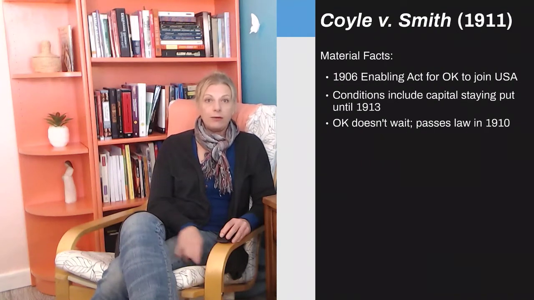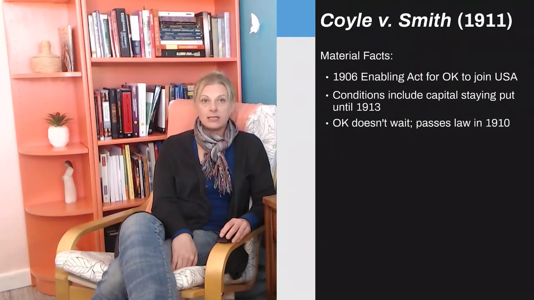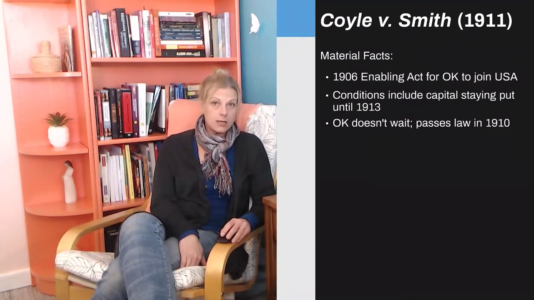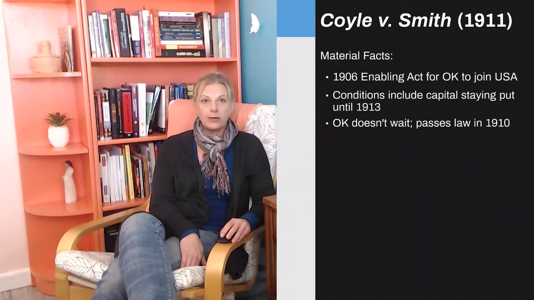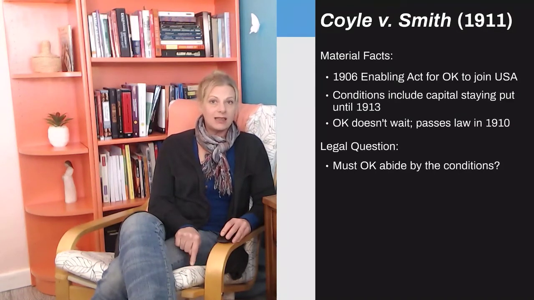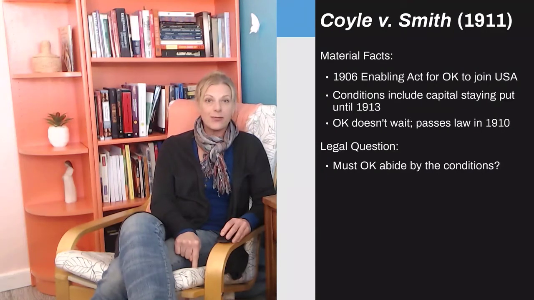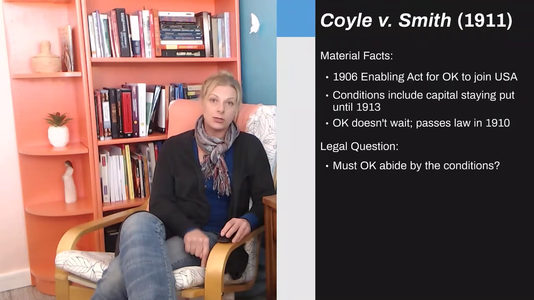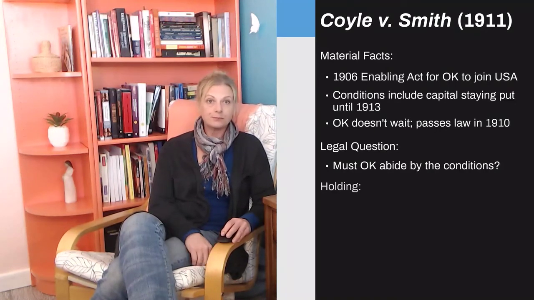We see a wealthy landowner who owns a bunch of land in the current capital city protesting, because this landowner is likely to lose a lot of revenue and the value of his holdings would be greatly reduced if this town was no longer the capital of the state. And so he sues. The legal question in this case is whether Oklahoma must abide by the conditions, but implicitly that is a question about whether Congress had the power to attach those conditions in the first place and to hold the new state to those conditions once that state became a state.